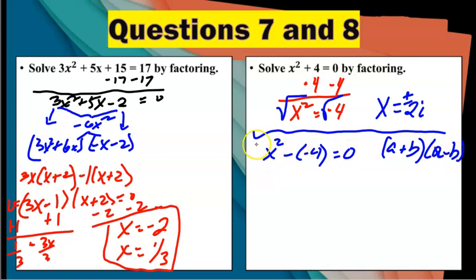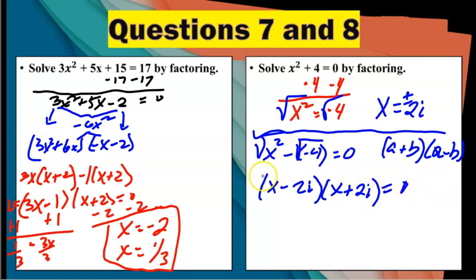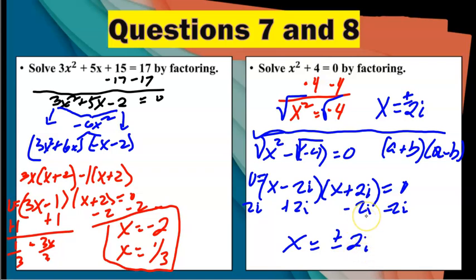So I would find the square root of the first term. So the square root of x squared would be x. And I have a minus. The square root of negative 4 would be a 2i. And then the other binomial would be x plus 2i. And if you made both of them equal to 0, here you would add 2i to both sides. And here you would subtract 2i on both sides. And that's how you get x equaling a positive and negative 2i.